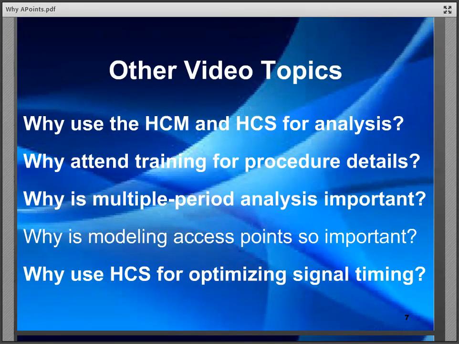So just talking about access points influence, the multiple period analysis importance on congested signals to get a much better answer if the signal is congested. In fact, you can't even get close to a right answer for a single period analysis in a congested signal. And also optimizing signal timing with both the multiple period analysis and access point influence using the flow profile and phase duration models has got to be the best way to do this.